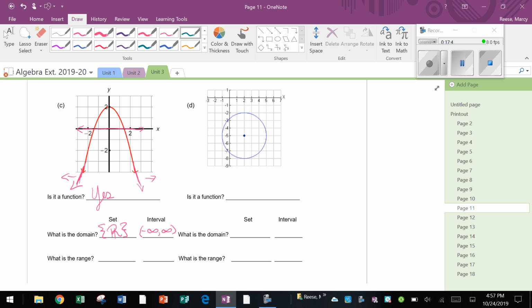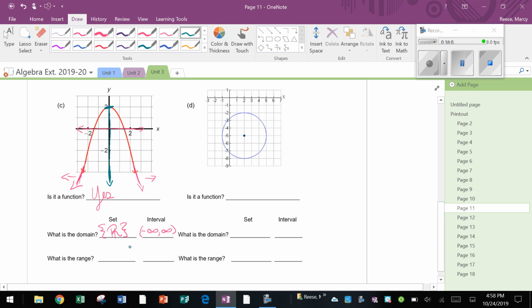All right, how about the range? Looking at the y's now. Is it going down forever, or does it stop? It's going down forever. It doesn't stop going down. But does it go up forever? Nope. There's a stopper right there. Okay? There's a stopper right there.